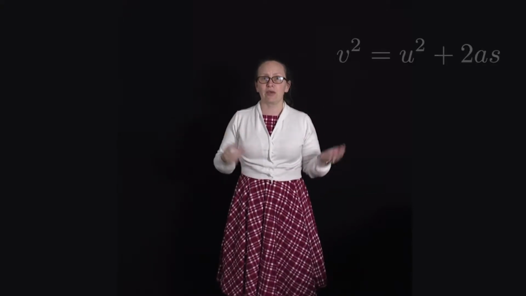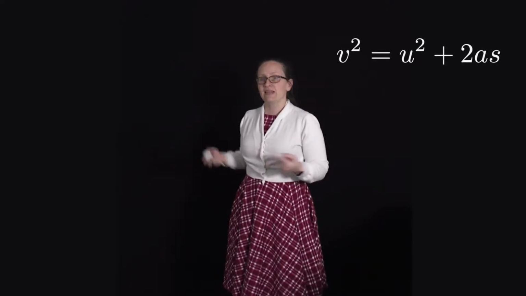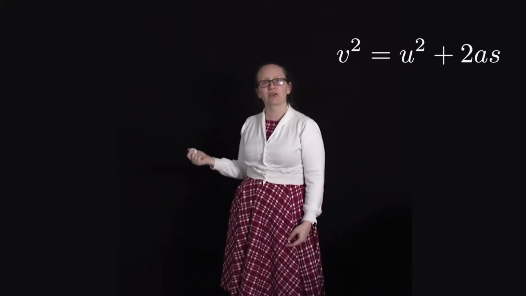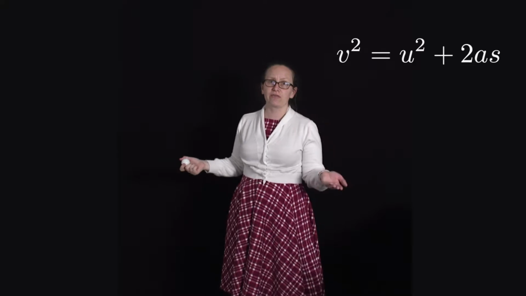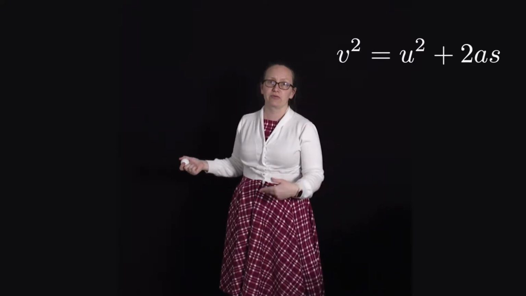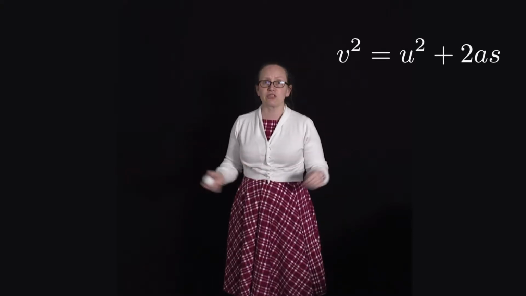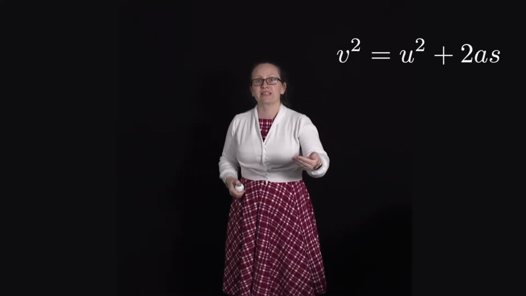We already knew this because we'd already seen this in our kinematic equation. We have v squared equals u squared plus 2as. In this case, there is no displacement. It's returning to the same point, so s is equal to zero. So we know from that kinematic equation that v squared equals u squared. So we can actually use work in one dimension to come up with this kinematic equation.